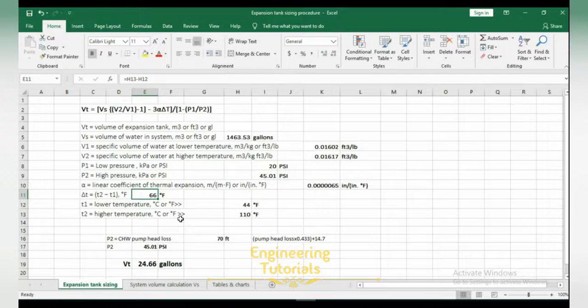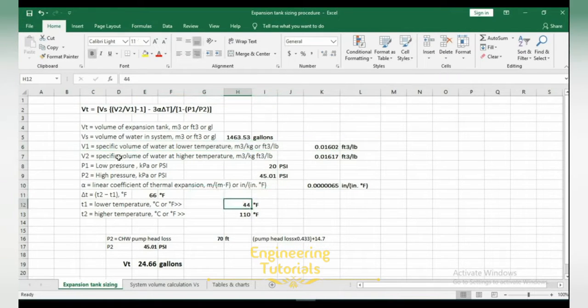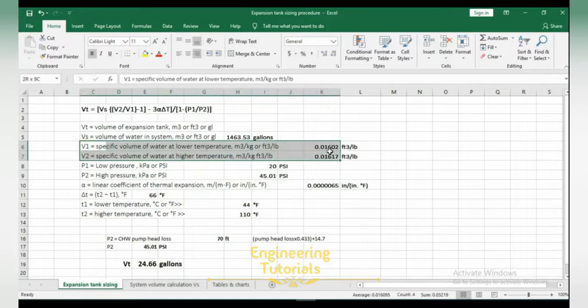So now we have to calculate V1, the specific volume of the water at lower temperature. Now how this value comes out, I will show you. We know that our lower temperature, the chilled water supply temperature, is 44 degrees Fahrenheit. Now we have to calculate the specific volume of the water at this lower temperature. So let's move back to our tables and chart to get this value.